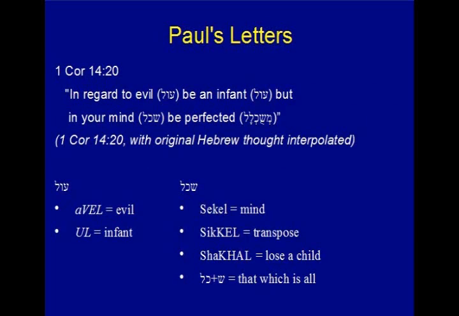1 Corinthians 14:20. I love this one. Because this is one where nobody's going to be able to write this off as mere coincidence. It's too complicated. Paul says, "In regard to evil, be an infant, but in your mind, be perfect." Now, the word evil and infant can be spelled the same way in Hebrew. Because ayin, vav, lamed are three letters in Hebrew that when you pronounce it avel, that word means evil. It almost sounds like the way we say it in English, right? If you pronounce it ul, it means a little tiny baby.